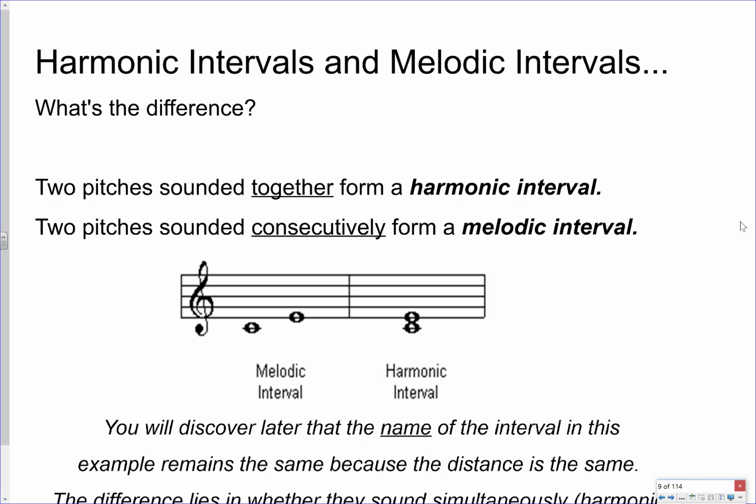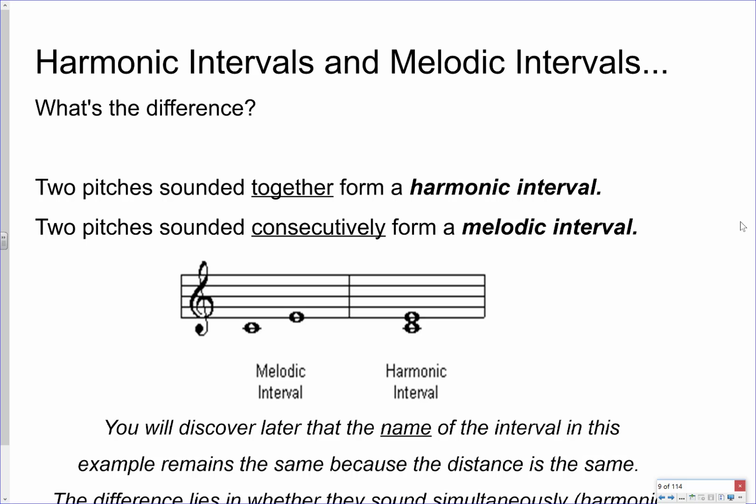Okay, so now it's on to talk about harmonic intervals and melodic intervals. Here's where you may want to take some notes. So what's the difference? Well, harmonic intervals are two pitches that sound together, that is, at the same time. Melodic intervals are two pitches that sound consecutively, that is, one after the other.